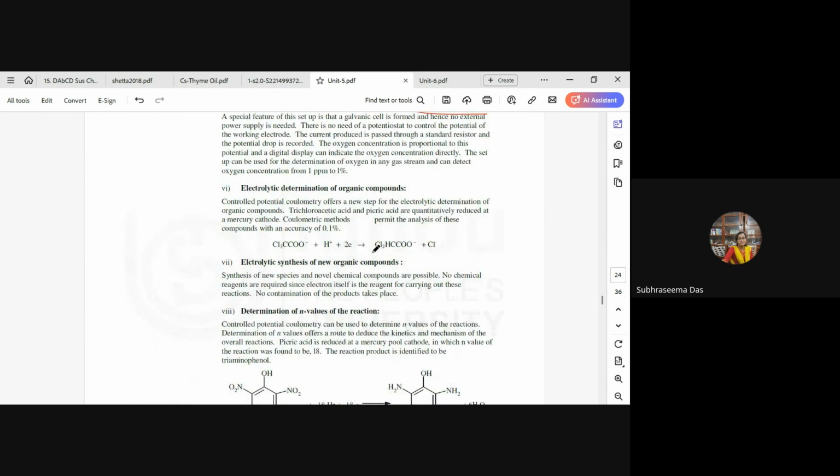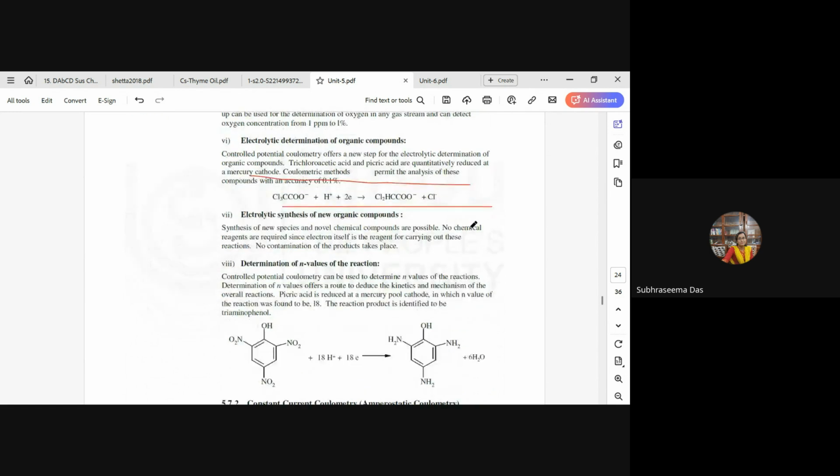Then another use is electrolytic determination of organic compounds. Controlled potential coulometry offers a new step for electrolytic determination of organic compounds. For this purpose, trichloroacetic acid and picric acid are quantitatively reduced at a mercury electrode and they have been accurately analyzed at an accuracy of 0.1%.